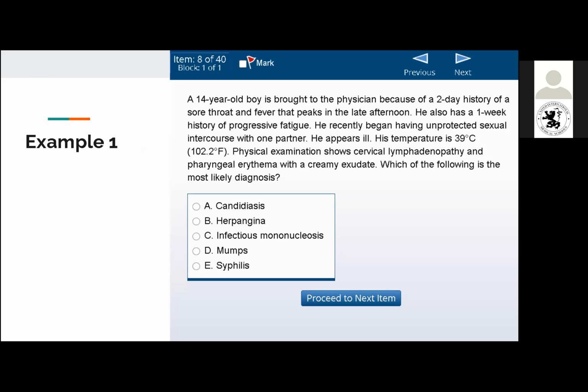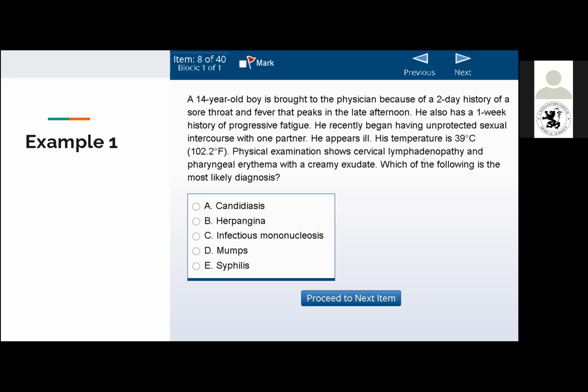Okay, so the first question, we have a 14-year-old boy. He's brought to the physician because of a two-day history of sore throat and fever that peaks in the late afternoon. He also has a 1-week history of progressive fatigue. He recently began having unprotected sexual intercourse with one partner. He appears ill, his temperature is 39 degrees, physical examination shows cervical lymphadenopathy and pharyngeal erythema with a creamy exudate. Which of the following is the most likely diagnosis?